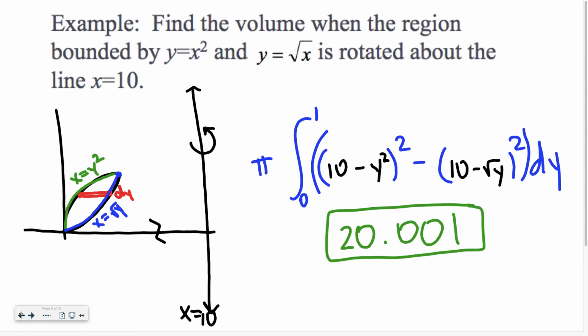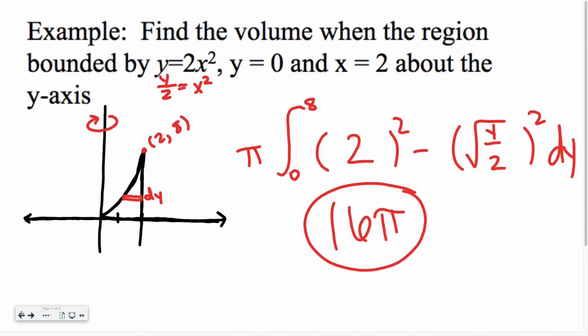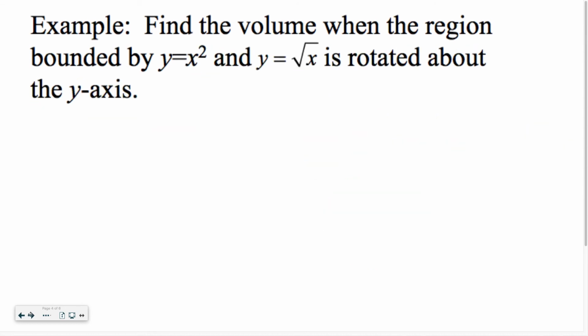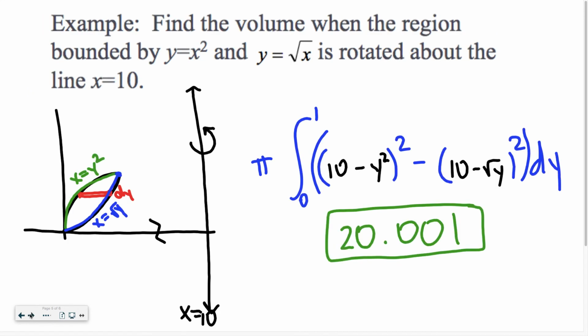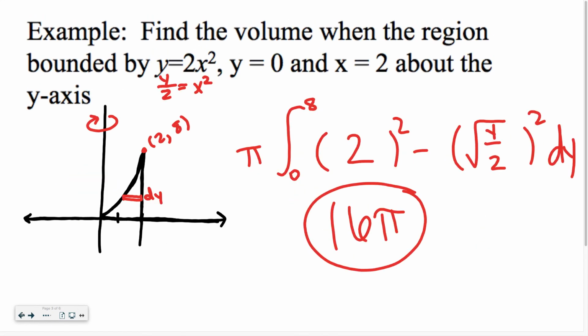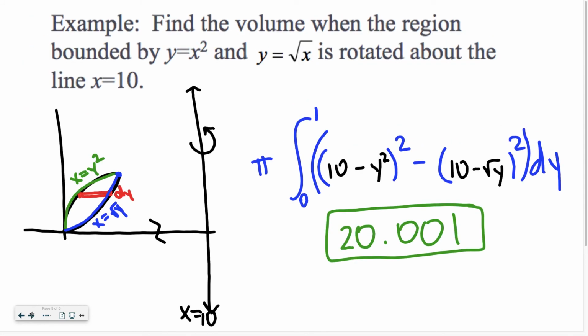Oh, that was my last example. I thought I had one more. Shucks. There's no way. Oh, I skipped one, didn't I? Yeah, it's about the y-axis. Yeah, look. This was my first example, this was my second example, and that was my third example. I skipped one. Let's go back.